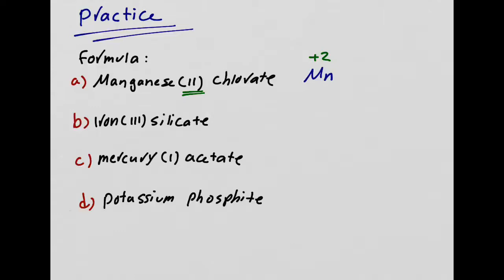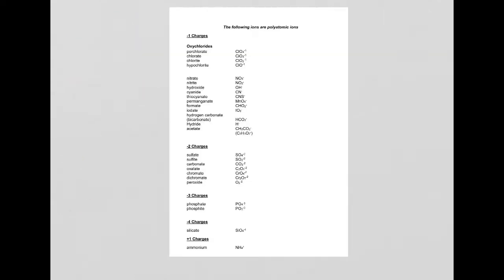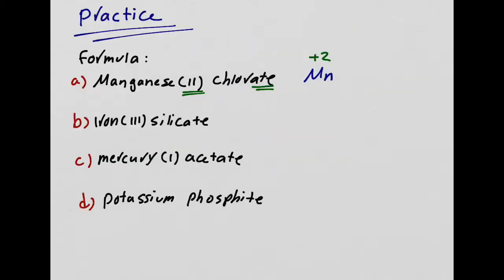Chlorate. Every time you see "ate" or "ide", what are you going to think about? You're going to say, oh, that's probably a polyatomic ion. So let's go to our polyatomic ion chart. Here is chlorate, ClO3, and the charge is -1. You can look it over there.